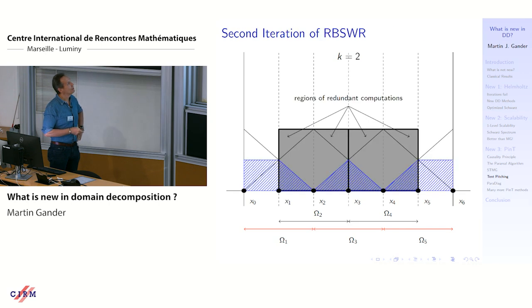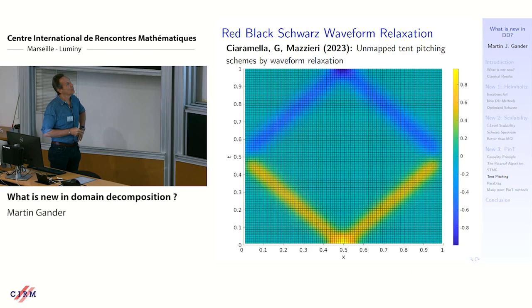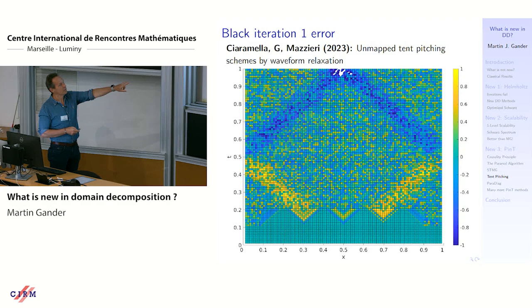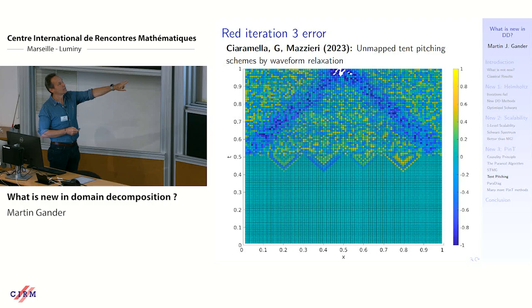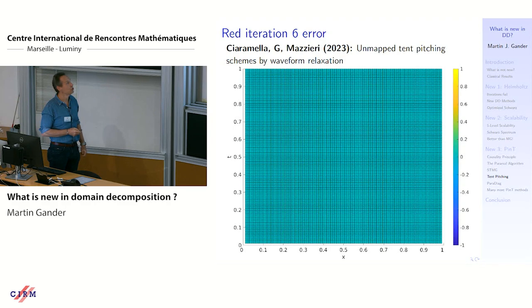And then I march. Now I do the black subdomains, and the red subdomains, and the black subdomains, and the red subdomains. This algorithm doesn't know anything about this tent pitching. It just does the subdomain solves. But if you run the algorithm, like in this wave equation example, then you see the algorithm constructs these tents without knowing about it. It just forms these tents. And it has the same convergence properties like tent pitching. It's very easy to code.